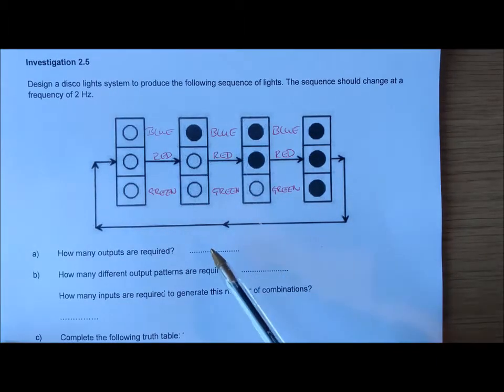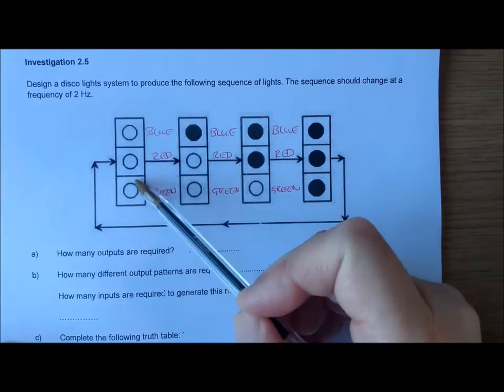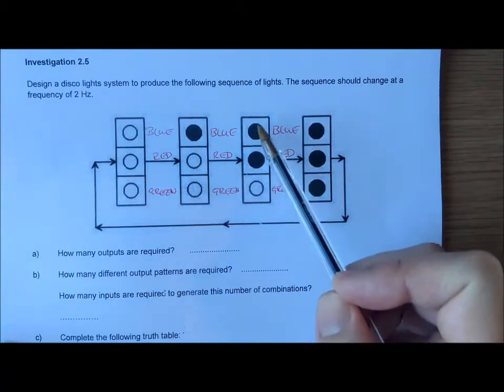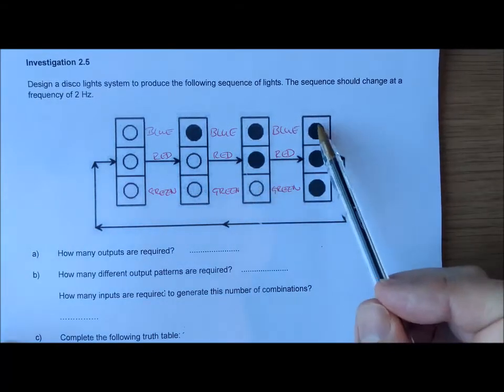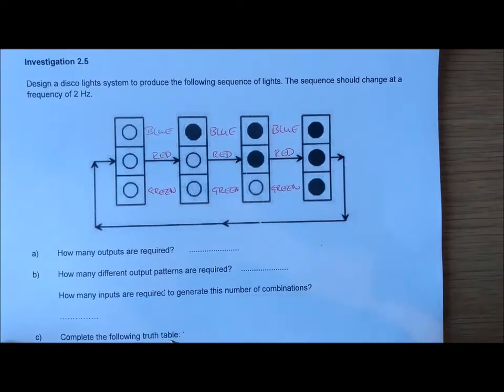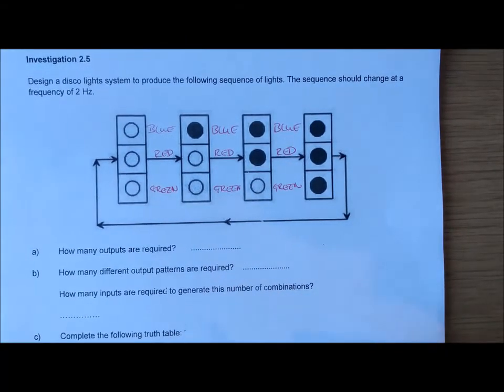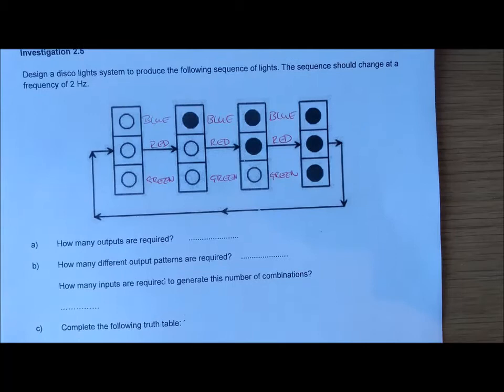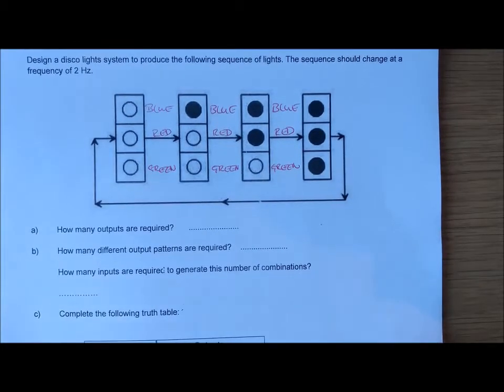in a specific order. So you can see here all the lights are off, then a blue light on, then blue and red come on, then blue, red and green come on, and then it goes back. So it asks you some simple questions first, but there are some easy mistakes to make here.